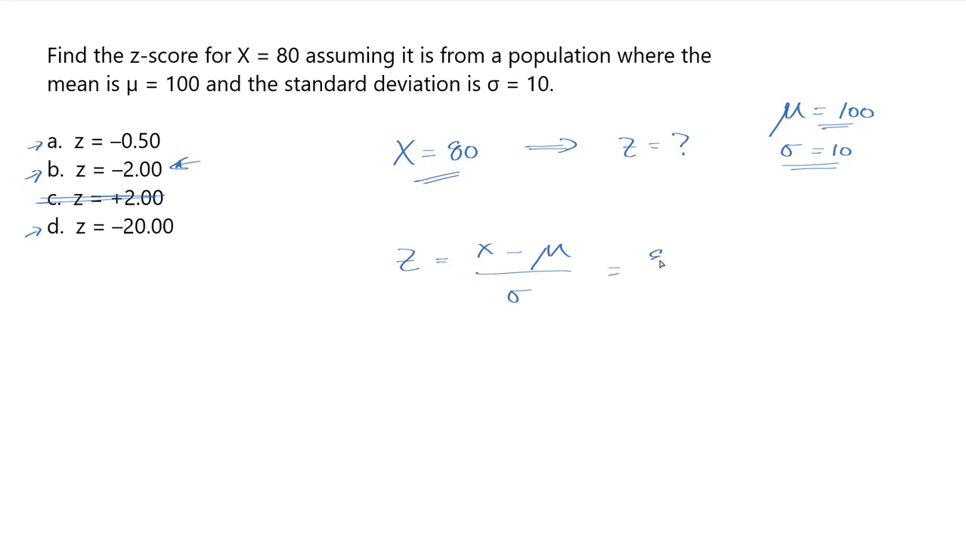So we just do 80 minus the mean, which is 100, over the standard deviation, which is 10. This gives me negative 20 over 10. Don't forget that negative, because 80 minus 100 is negative 20. And so this comes out to be negative 2. So again, the answer is B.